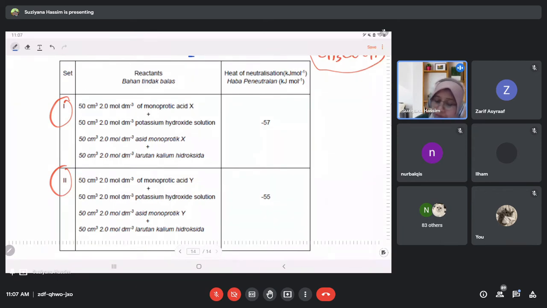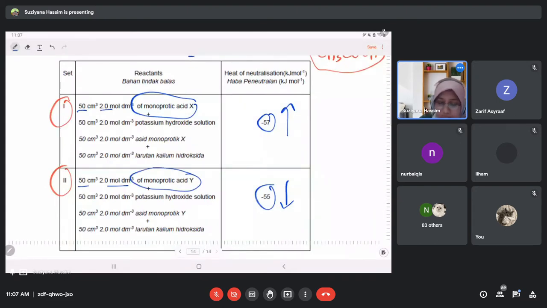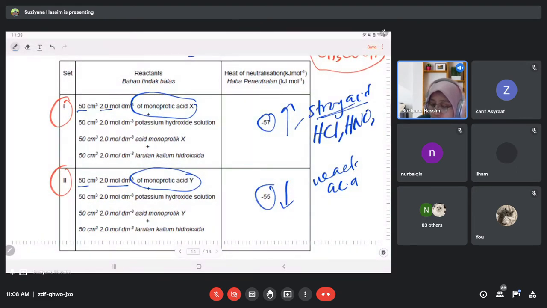Okay, let's go. The 57 is higher than 55, so the other is lower. They are using the same volume and concentration, but they are using different acids. It's a simple concept. If the monoprotic acid's value is higher, of course it's a strong acid, for example HCl, HNO3. If the value is lower, of course it's a weak acid, CH3COOH.